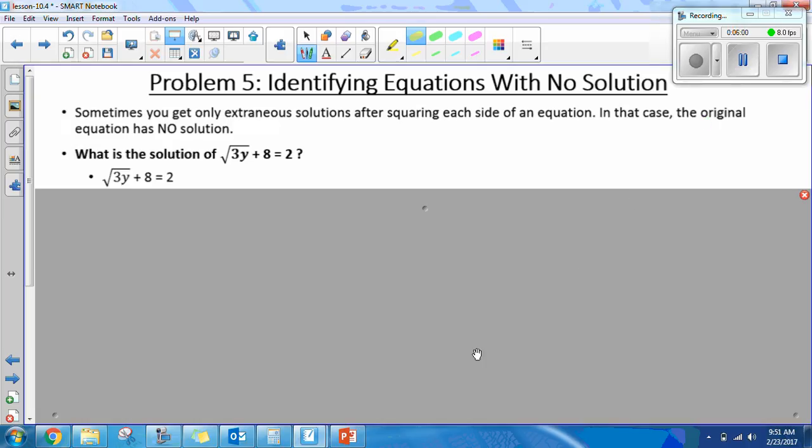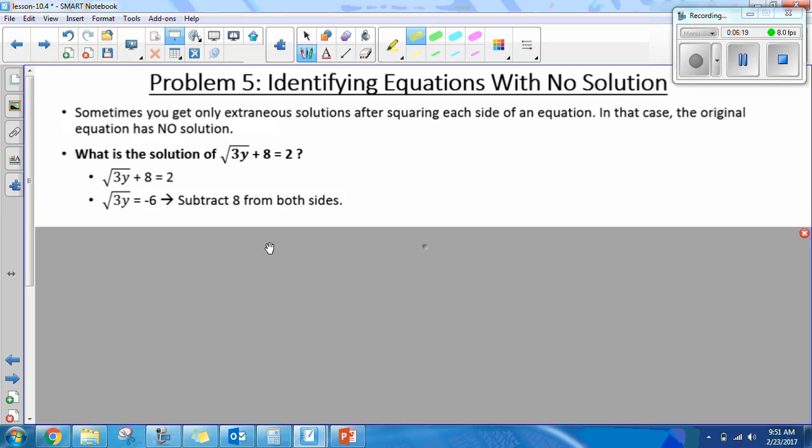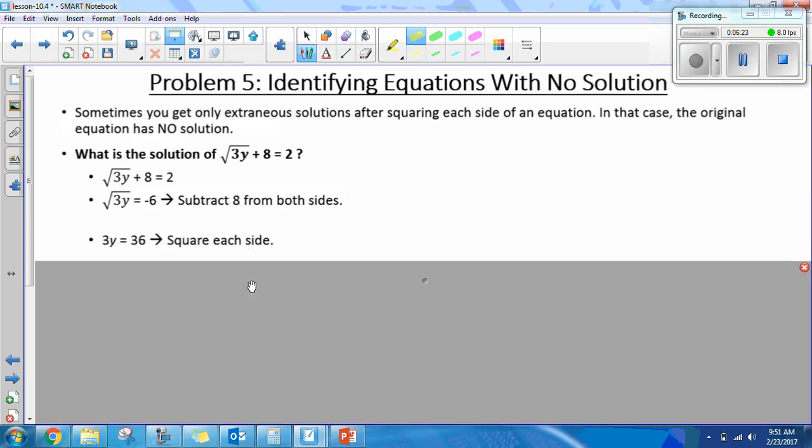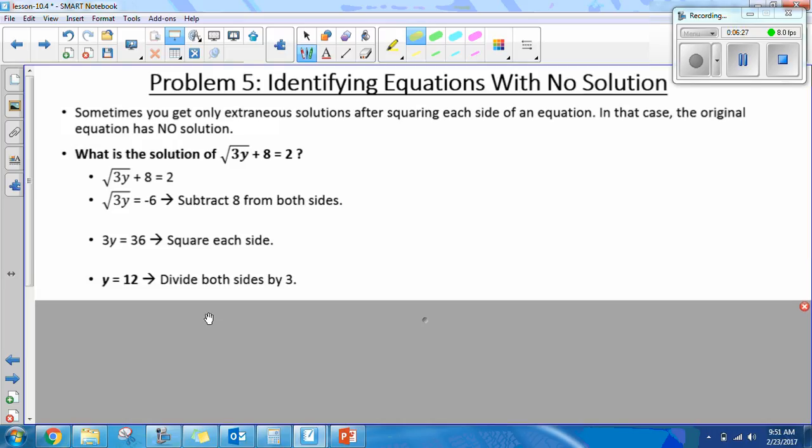Problem 5, identifying equations with no solutions. Sometimes you get only extraneous solutions after squaring each side of an equation. In that case, the original equation has no solution. Here we have radical 3y plus 8 equals 2. We're going to subtract 8 from both sides, and then we're going to square both sides of the equation. So we get 3y equals 36. We'll divide by 3 on both sides, we get y equals 12.